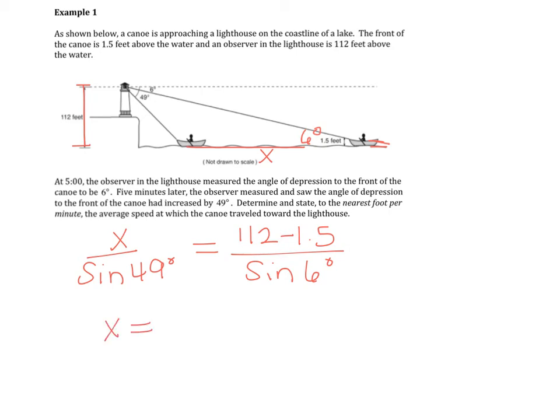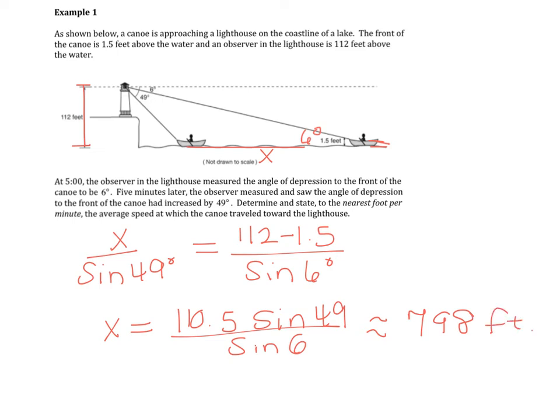Okay, so x is equal to the difference between 112 and 1.5, which is 110.5, times the sine of 49, all divided by the sine of 6 degrees. Okay, so after putting this into your calculator, you're asked to round to the nearest foot. So we're going to put in 798.